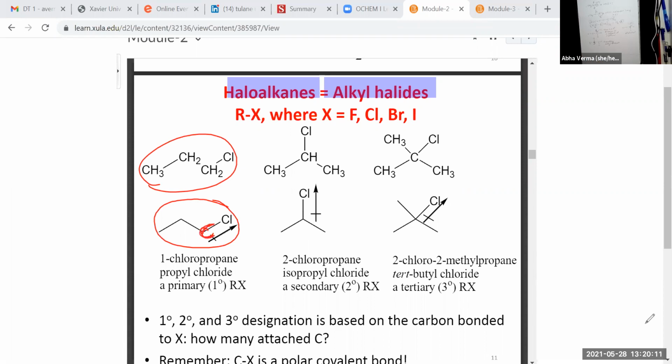This carbon is only attached to one carbon and hence it is a primary carbon. Any group attached to this carbon will become a primary alkyl halide. Similarly, this carbon is attached to two other carbons and hence it is labeled as a secondary carbon. Anything on this carbon will be a secondary alkyl halide.